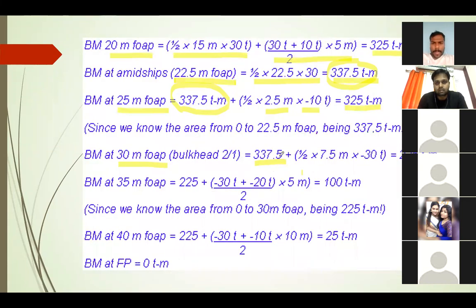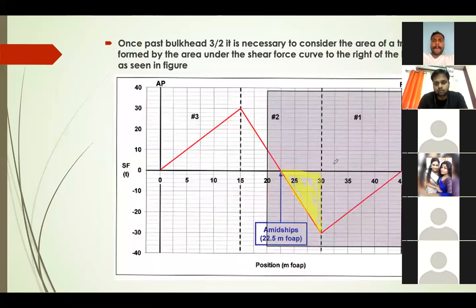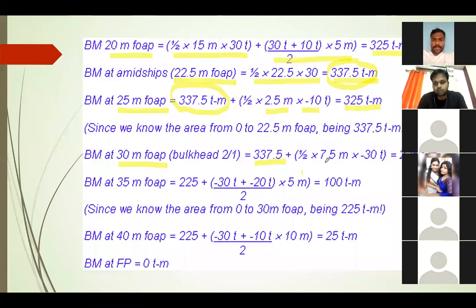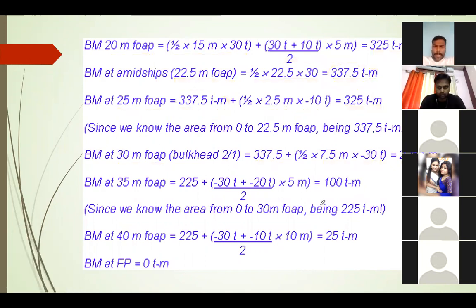So it will be 337.5 plus half base. Your base is from 22.5 till 30 meters, that will be 7.5 meters. And your height will be up to minus 30. So half into 7.5 meters into minus 30 will give you 225 ton meter. So that will be your BM at 30 meters, 225 ton meter.